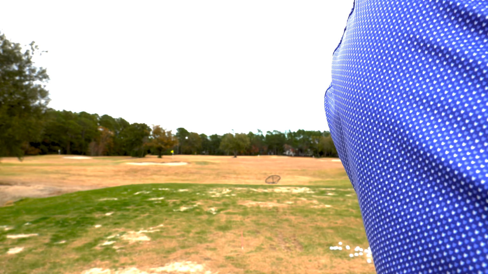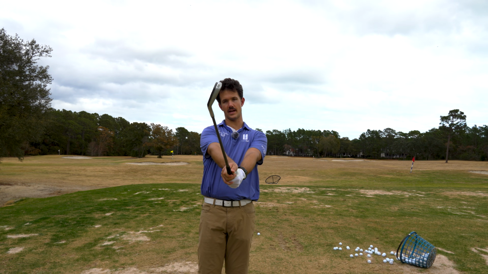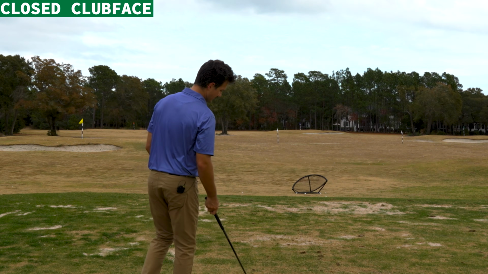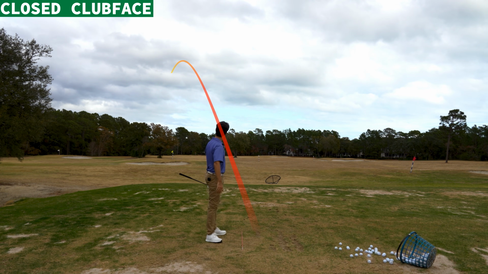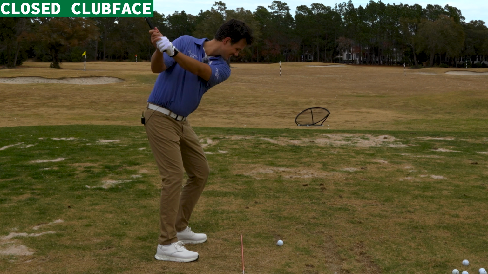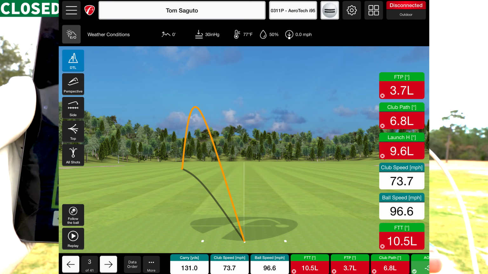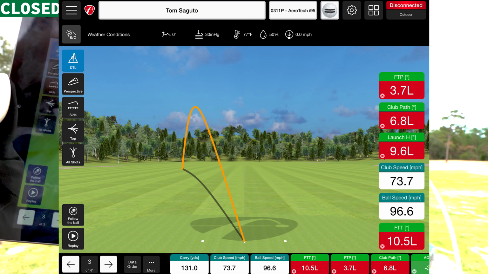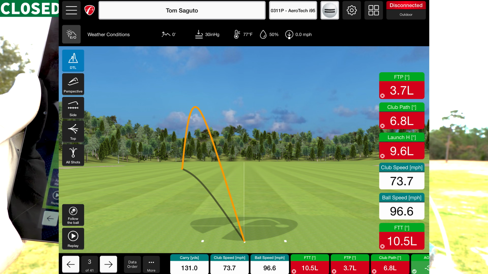Now, looking at what happens with a closed club face, I'm going to close it, angle it to my left. The ball will now start left without changing my swing, same swing as before. Ball starts left. No change in the swing, just changing the club face angle. On this one, see the club face angled 10.5 degrees to the left, and that's what caused the ball to start straight to the left.